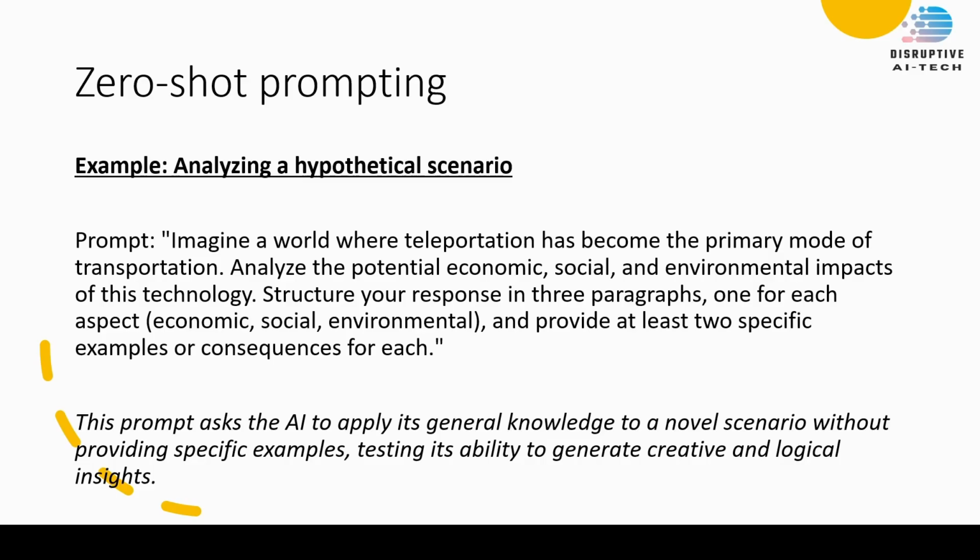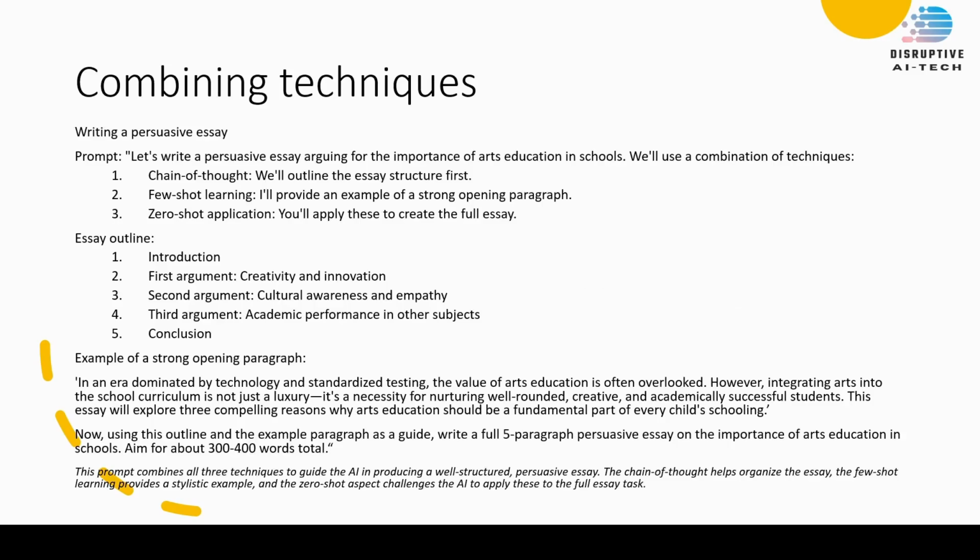So these are 3 basic types of prompting that we have seen here. One is chain of thought, second is few shot prompting, and the third one is zero shot prompting. But we can use a combination of all 3. That's what we see in this example. So we are combining all the 3 techniques.